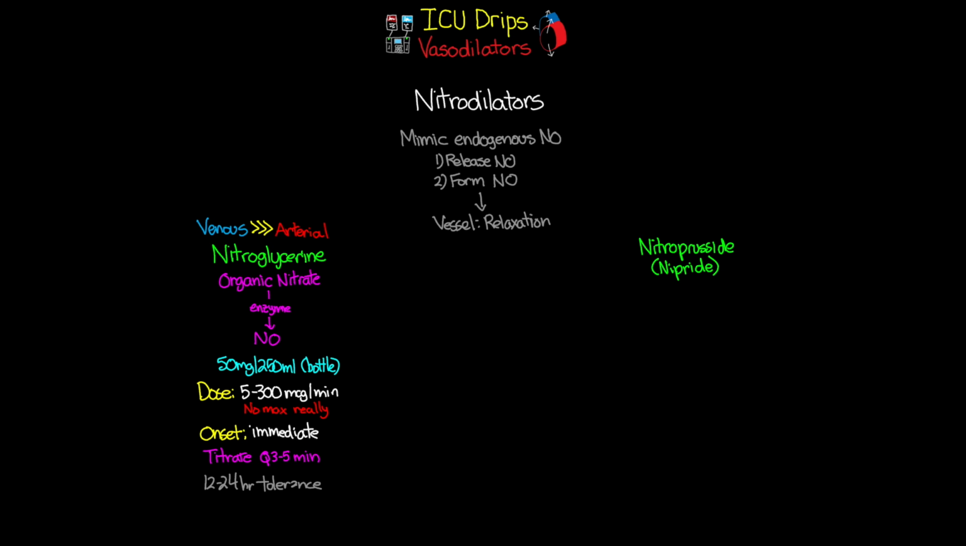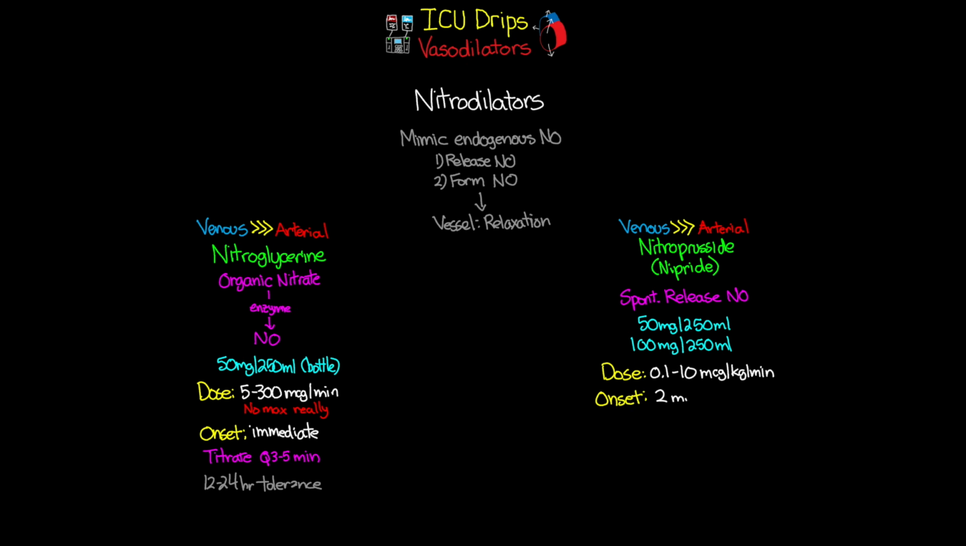So now if we move on and talk about Nipride, this one is actually going to spontaneously release nitric oxide. And just like with nitroglycerin, this one's almost exclusively selective for venous vessel dilation. So this one we're typically going to find in a concentration of 50 milligrams in 250 mLs. But there is a higher concentration that comes in 100 in 250 mLs. And our dose for Nipride is going to be anywhere from 0.1 to 10 micrograms per kilogram per minute, although it's rare to ever require a dose greater than 3. Now our onset is going to be 2 minutes, and this one we're going to titrate every 2 to 3 minutes.